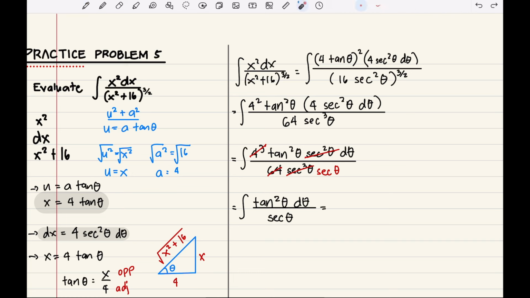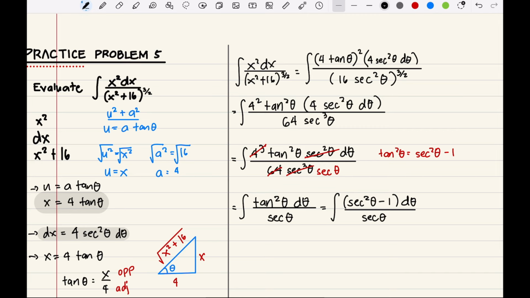And then next, we replace tangent squared with its corresponding Pythagorean identity. From our Pythagorean identity, tangent squared theta is equal to secant squared theta minus 1. So replacing tangent squared with secant squared theta minus 1, we have secant squared theta minus 1 d theta all over secant theta.